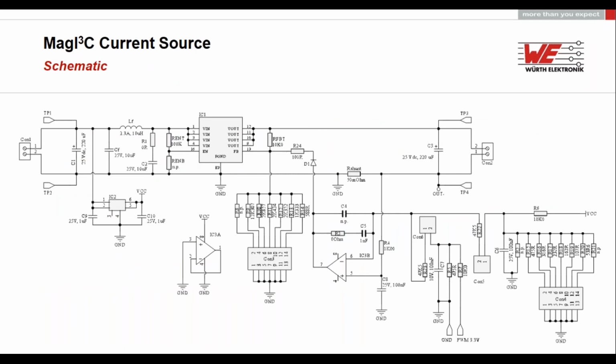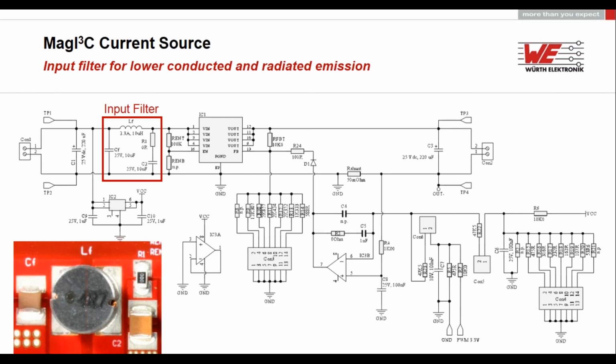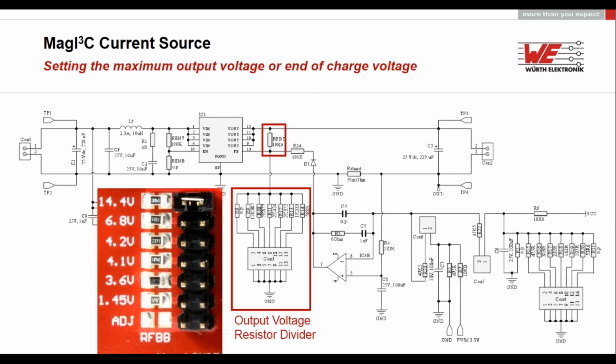We take a look into the schematic. We have here the input and the output. You see also the appropriate pictures to the highlighted areas. Here we have the input-output bulk capacitors and connectors, the input filter, the output voltage resistor divider, which is equal to the resistor divider if you use a power module only in voltage regulation mode.